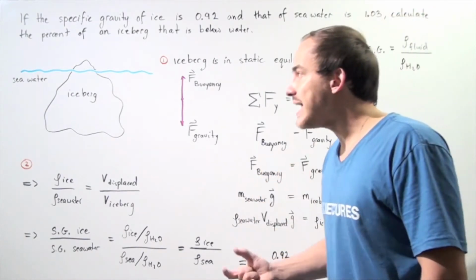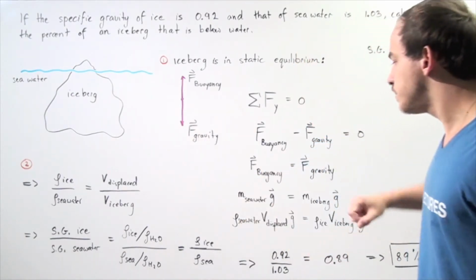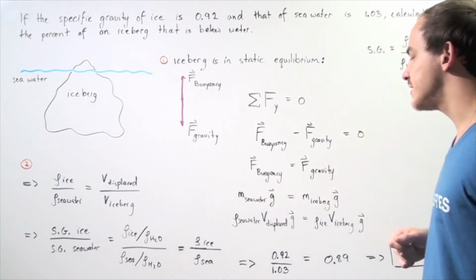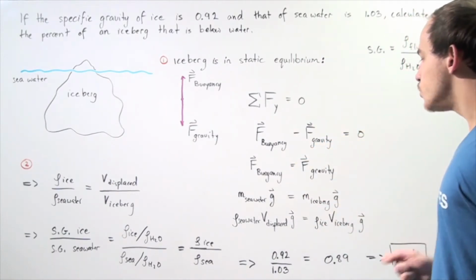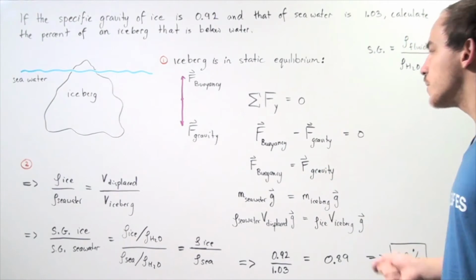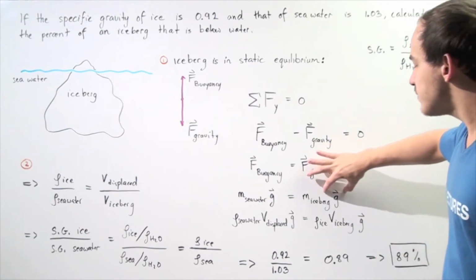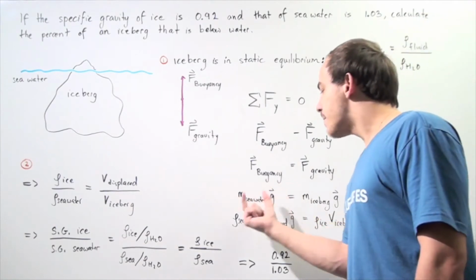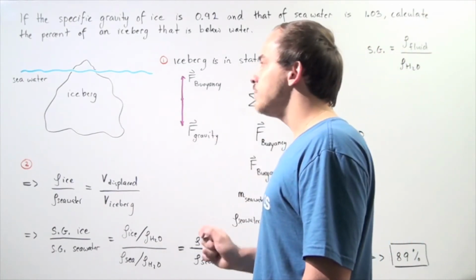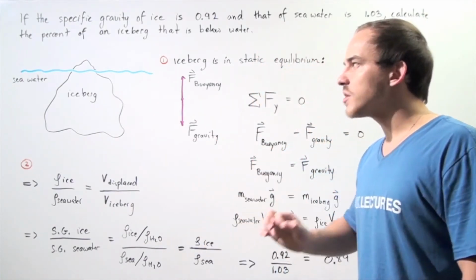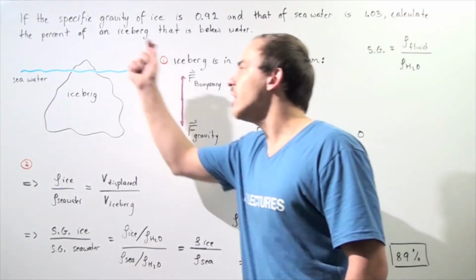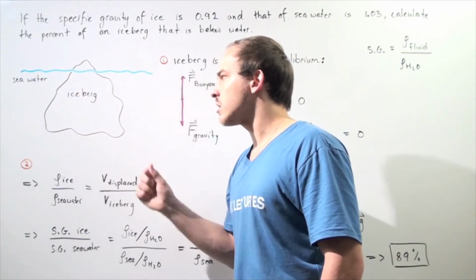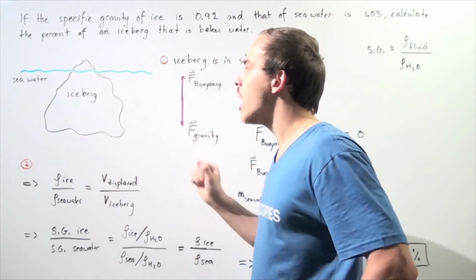Now, the force of buoyancy is simply equal to, according to Archimedes' principle, the mass of the seawater that is displaced by our object multiplied by the gravitational constant g. And that is equal to the mass of the iceberg multiplied by g. Notice that the mass of the seawater is simply the density of seawater multiplied by the volume of the seawater that is displaced by our object.